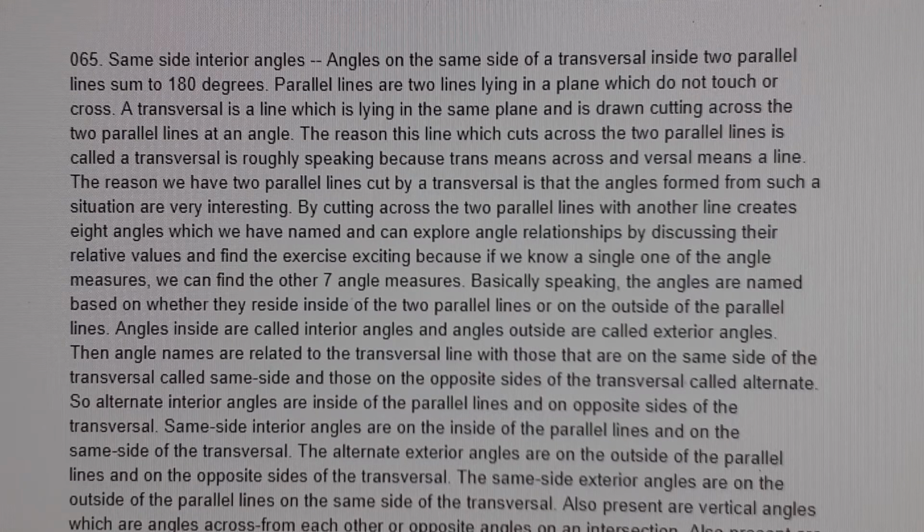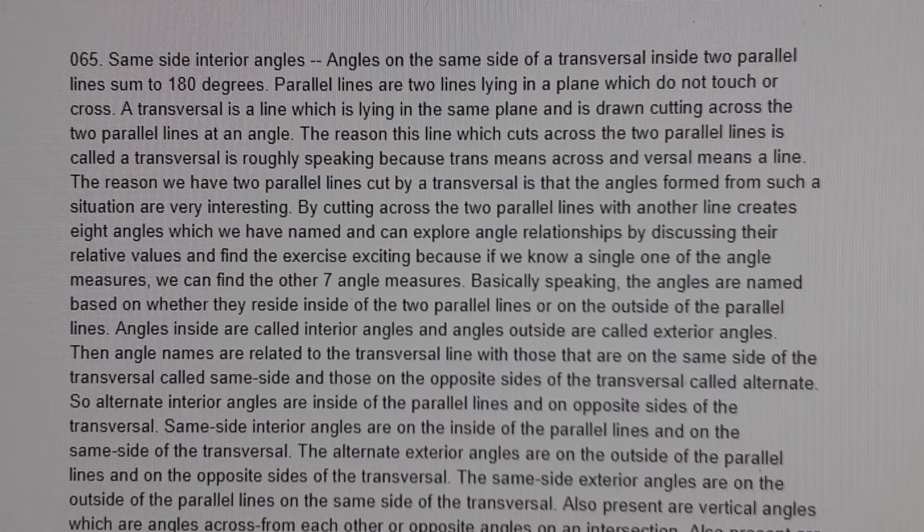The reason we have two parallel lines cut by a transversal is that the angles formed from such a situation are very interesting. Cutting across the two parallel lines with another line creates 8 angles which we have named and can explore angle relationships by discussing their relative values. We find the exercise exciting because if we know a single one of the angle measures, we can find the other 7 angle measures.